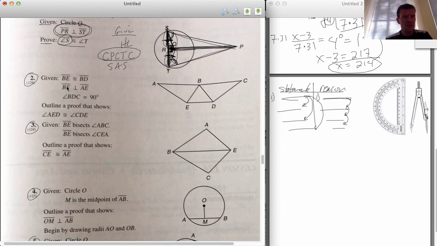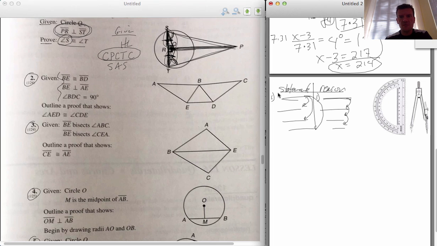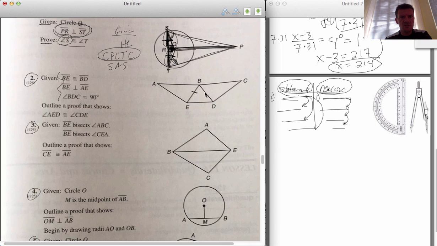Let's try this one. We would probably state these things here first. Those might be our first three statements. And then for each of those, our reason would be given. So let's just mark it on the diagram here. BE is congruent to BD, and BE is perpendicular to AE. What that's going to lead us to say is that this angle here, AEB, is 90 degrees and therefore a right angle.